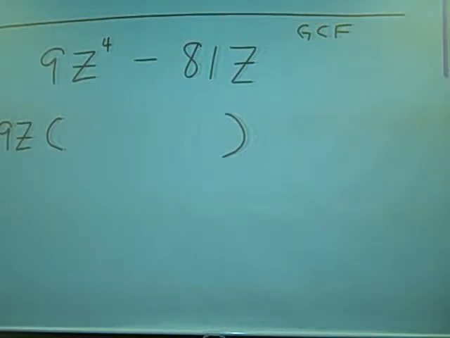Good. Because if we just factored out the 9, or even just 3, we didn't factor high enough, right? And that's the biggest problem that students have with factoring out the greatest common factor. They don't factor high enough. So you have to make sure that you factor out all the common factors. So we factor out 9z out of 9z to the 4th, and that leaves us with z to the what? 3rd minus 9. Good. And that's our answer.